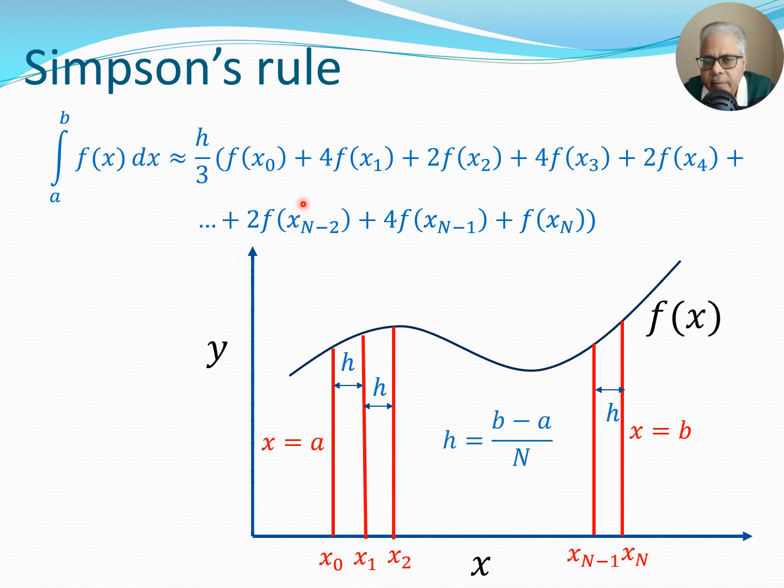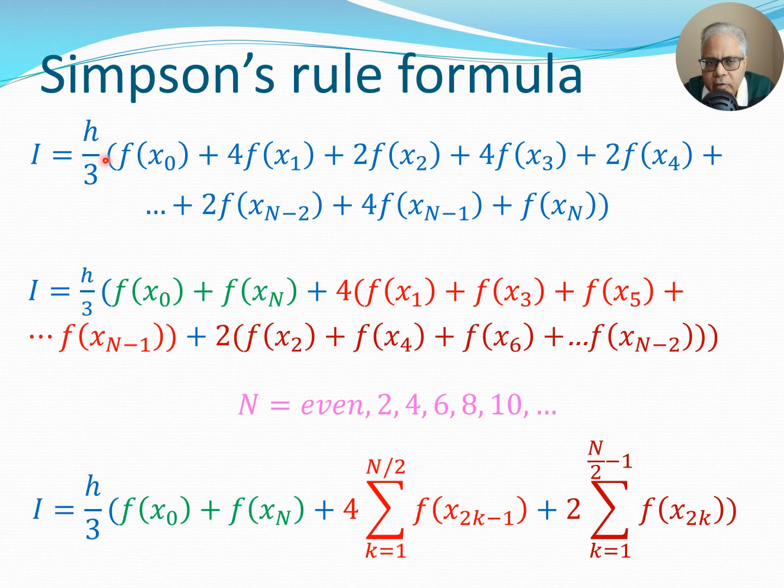Now, if you look at this series, you will see there are some commonalities here. For example, f(x0) and f(xn) only have a coefficient of 1, but then f(x1), f(x3), and all the way to f(x n minus 1) have a coefficient of 4, and then f(x2), f(x4), all the way to f(x n minus 2) have a coefficient of 2. So we can come up with some expression for this series, and hopefully that will help us in writing a Fortran program to implement Simpson's rule. So let us now work on that formula.